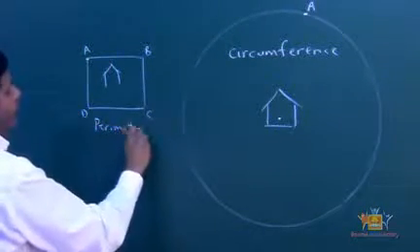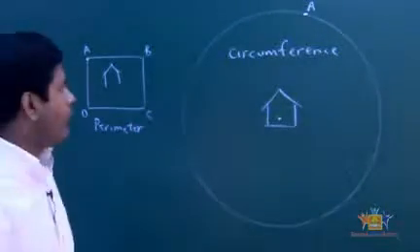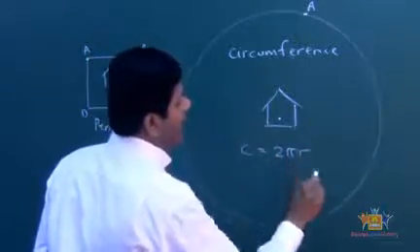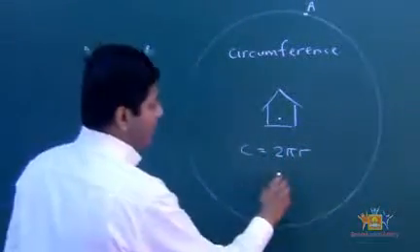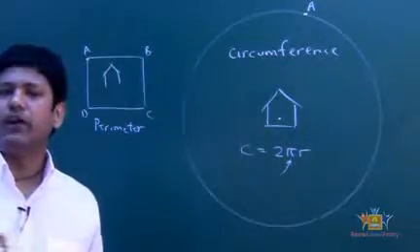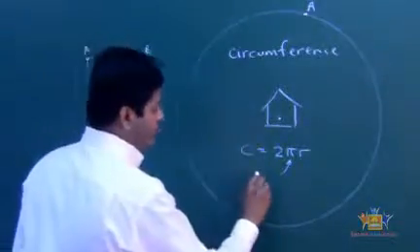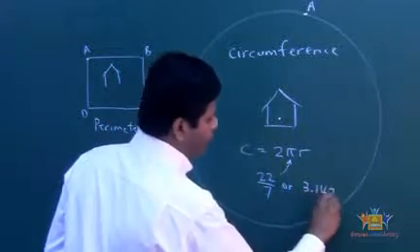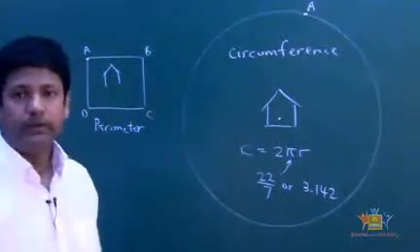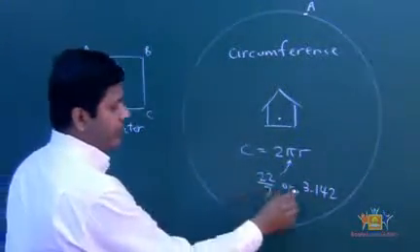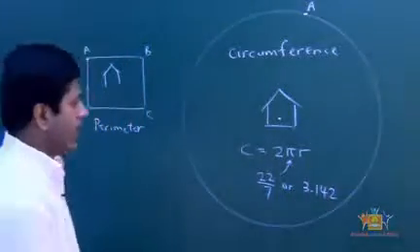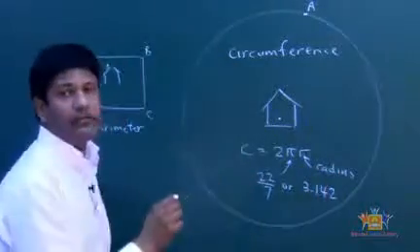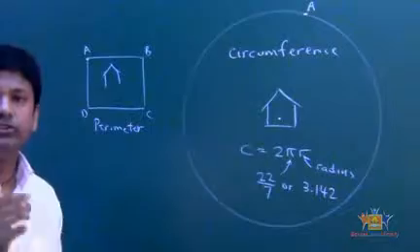Now, there is a formula to find a circumference. The formula is, we're going to put C for circumference equals 2 pi r. Now this pi has a value to it, it's already defined, so you don't have to worry about it. That value is 22 over 7 or 3.142. You can use either one of them. Now the r here is the radius. Now this is the formula for the circumference, C equals 2 pi r.